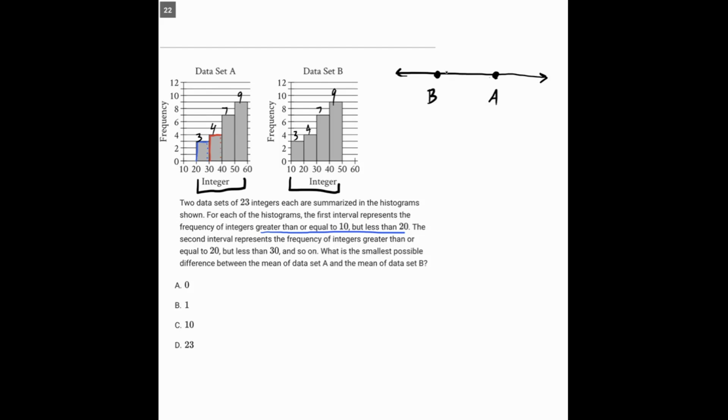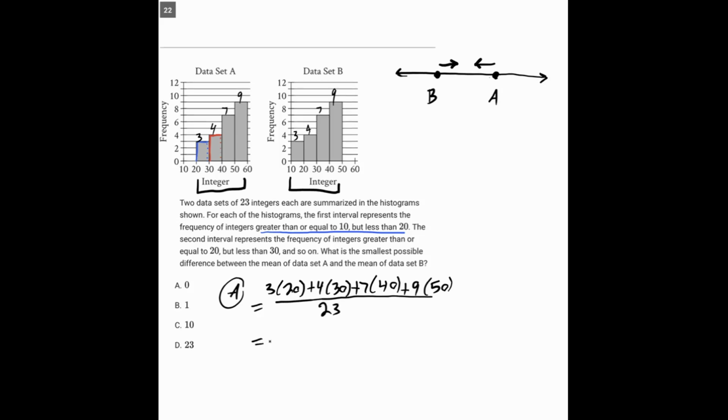If we want them to be as close together as possible, we're minimizing their difference, their distance. We're going to want to make B as big as it can be and A as small as it can be. So let's go ahead and try to do that. Let's start with A. Let's make it as small as it can be. So for that, we would make the blue bar 20 because that's the smallest number we could have for that bar. So we'd have 3 20s, and similarly, we'd have 4 30s and 7 40s and 9 50s. And we're dividing all that by 23.